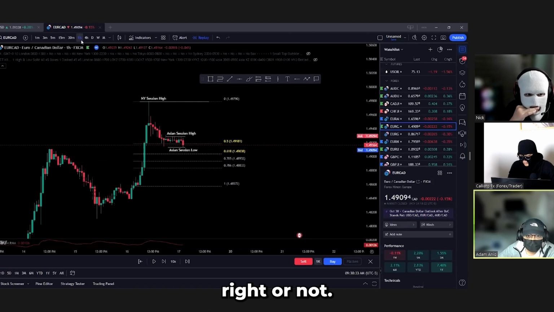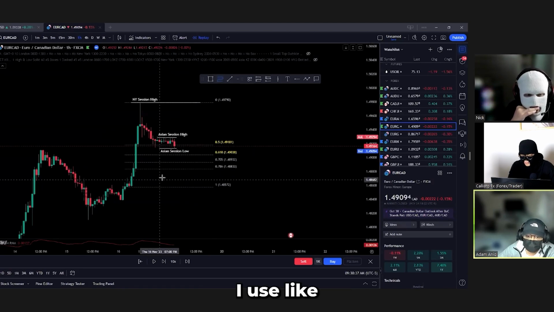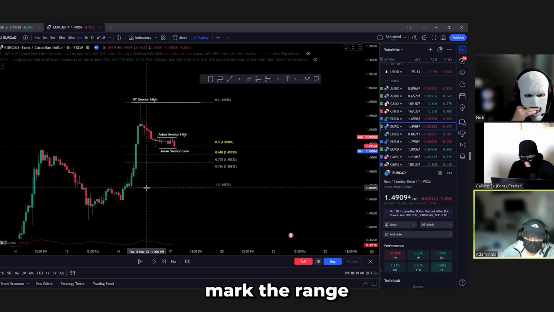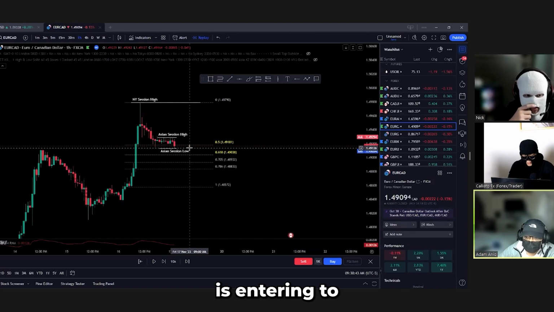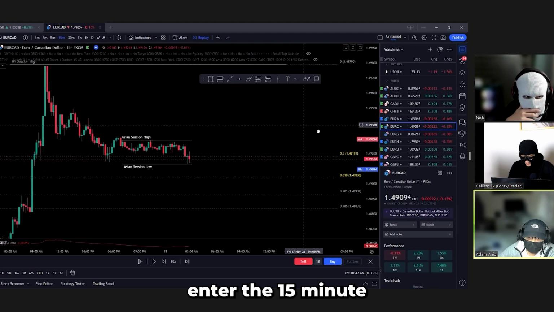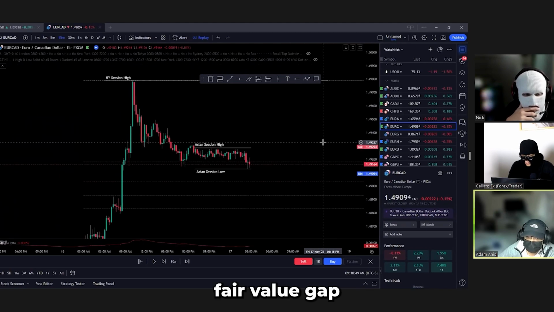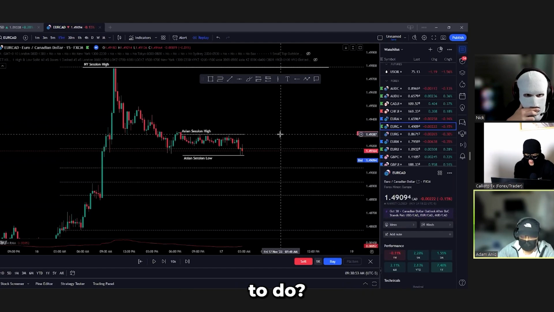So okay. So for the 1 hour, usually I use like in order to mark the range, right? So I already marked it here. Okay, so I see the range here is entering into the golden zone. But personally, I like to enter a 15-minute to look for fair value gaps. Do you think that is something advisable to do?